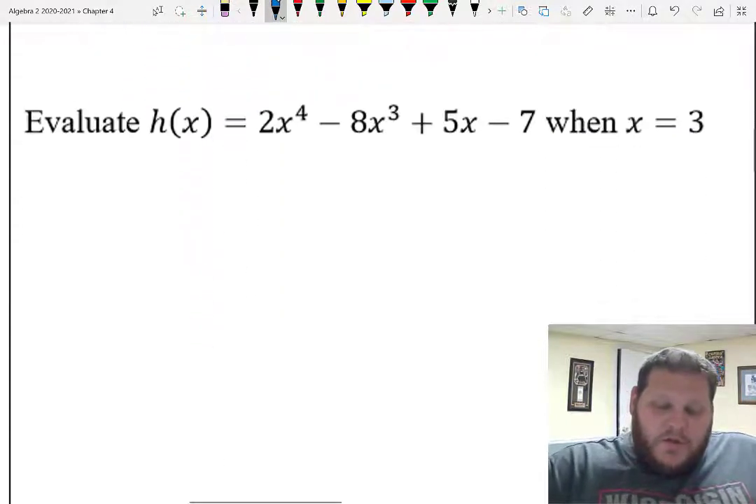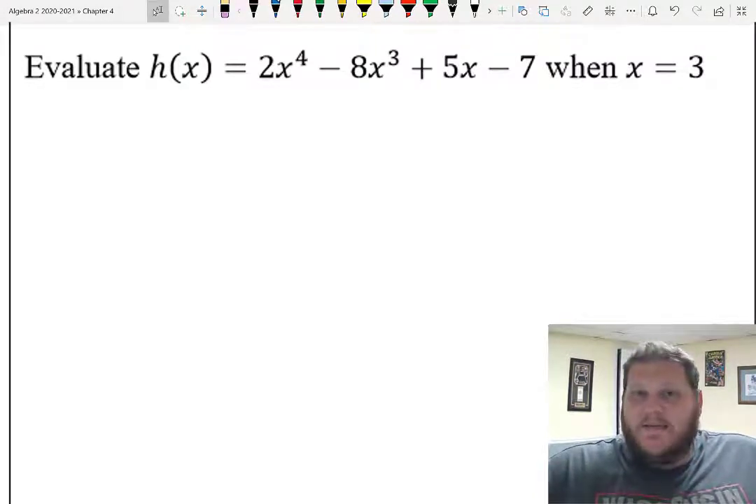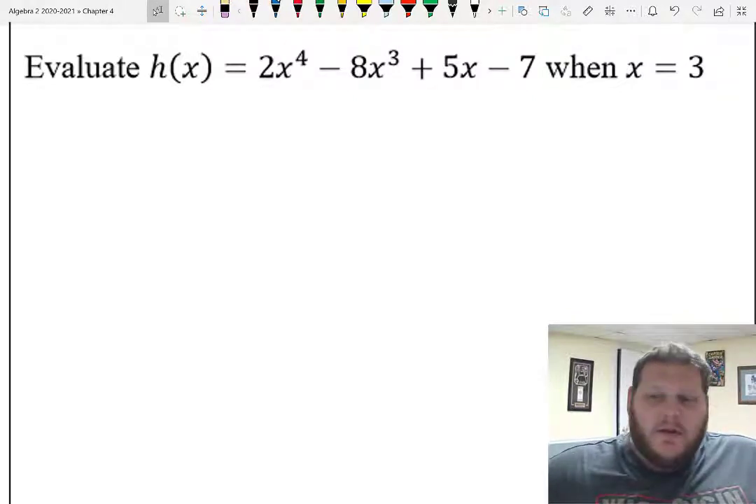Another thing that we could be asked to do is, given a polynomial, asked to evaluate it for a specific x value, which should be very easy for us. We've done this countless times. It's just that now we have higher degree exponents we have to be careful with. Here we're asked to identify h of x when x equals 3.